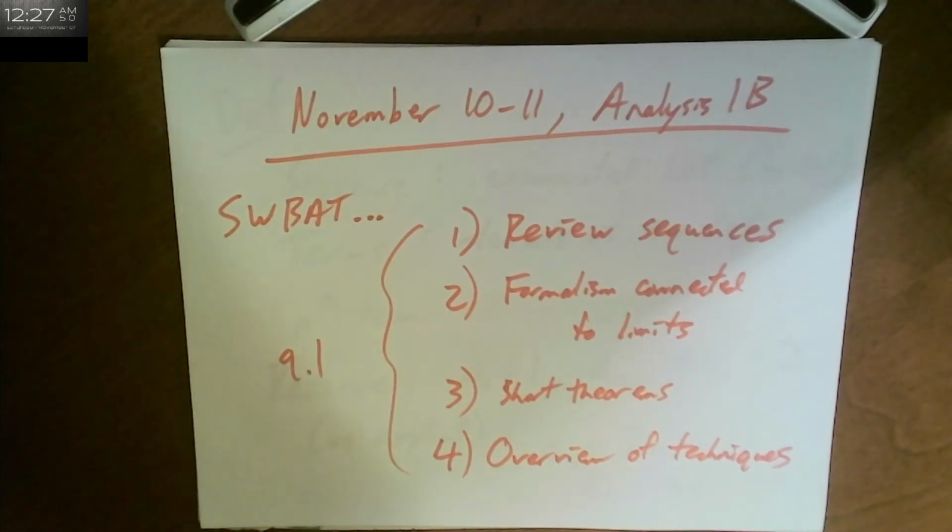So what did we do? We reviewed sequences. You've already studied sequences. We reviewed some terminology. We formally defined a limit of a discrete sequence. We hadn't defined it yet. Turned out to be the same thing anyway. We did a bunch of short theorems. A couple we proved, many we didn't. And we did an overview of the techniques that we've talked about.